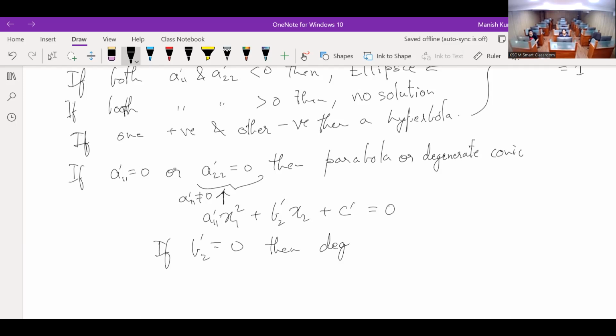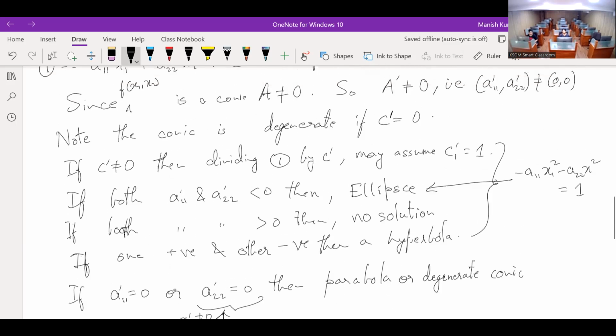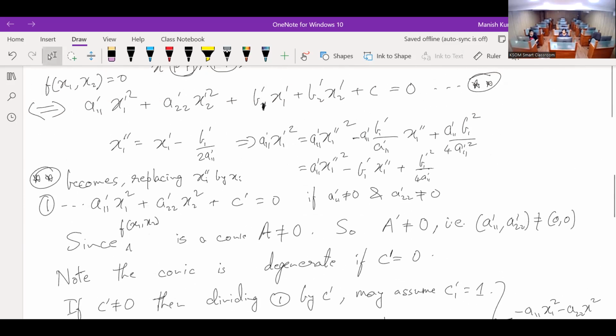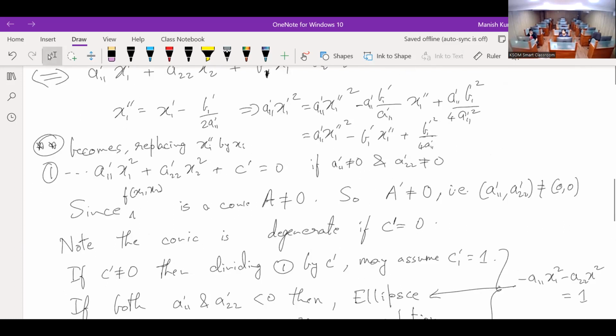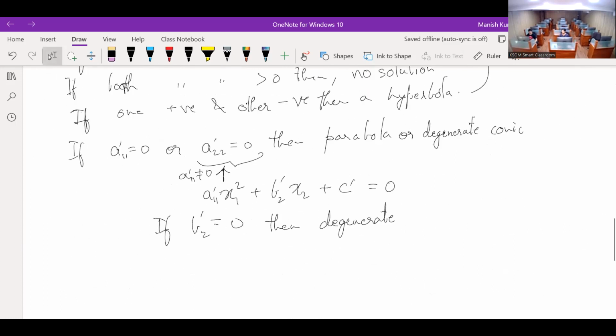Why isn't there an x1 term in the above equation? Because we can absorb the x1. A11 prime is non-zero, so we can do this transformation again. The x1 term will be absorbed, but the x2 term you can't absorb. So there will be a linear term in it.